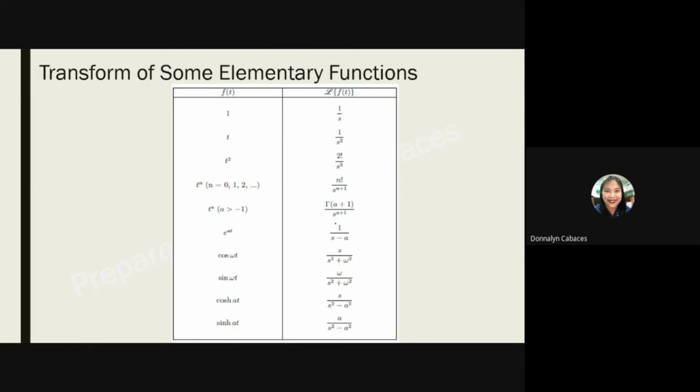And then for the Laplace of a constant, that is 1 over s, for constant 1. For t is 1 over s squared, and for t squared, you have 2 factorial over s cubed, or you may take the general t to the n, which is n factorial over s to the n plus 1. These are the most common functions that we are going to use, and combinations of them can be encountered in solutions of problems in differential equations and others wherein Laplace transform can be used. Okay?